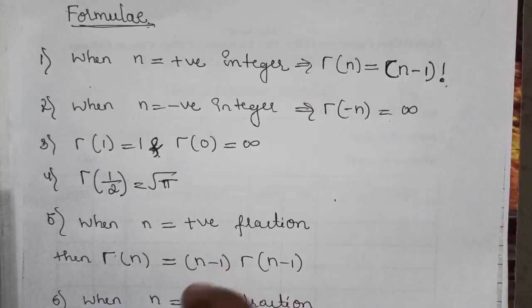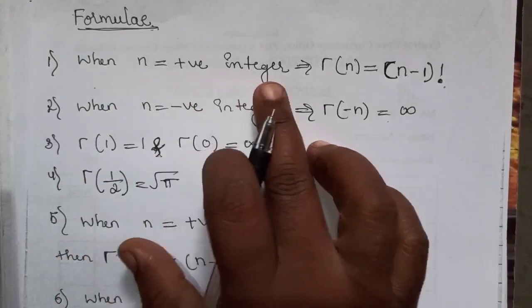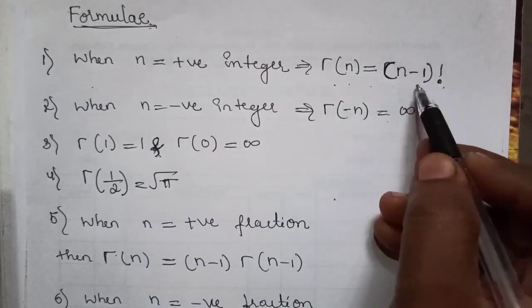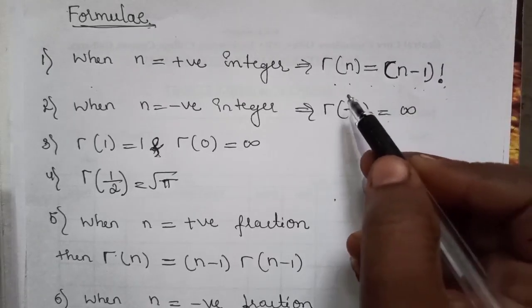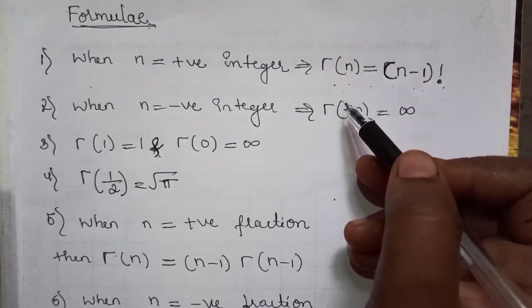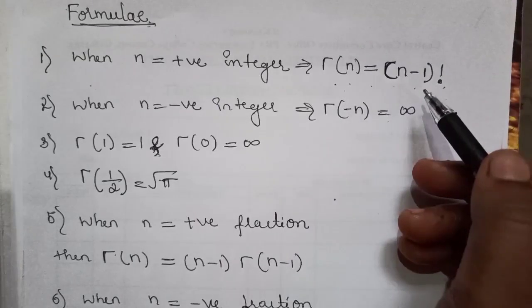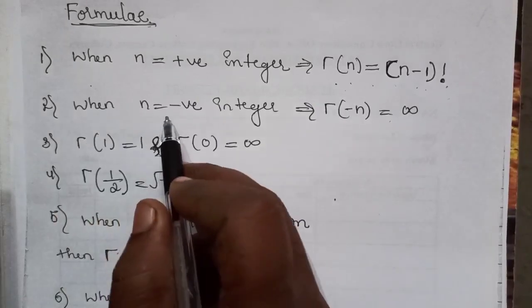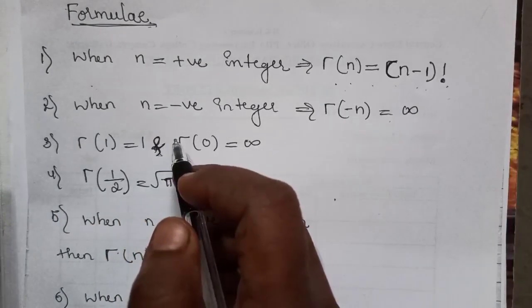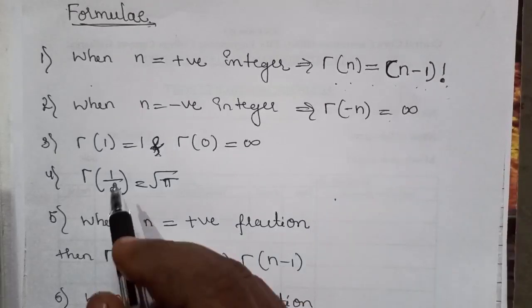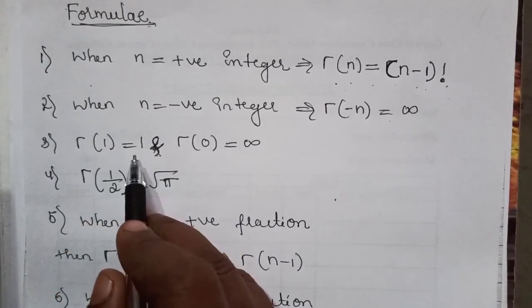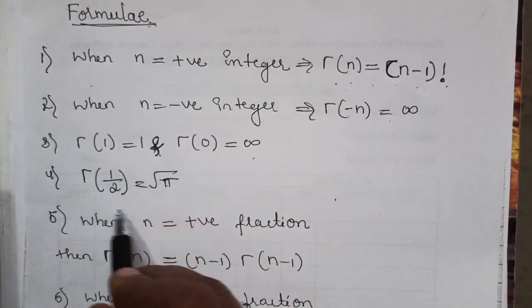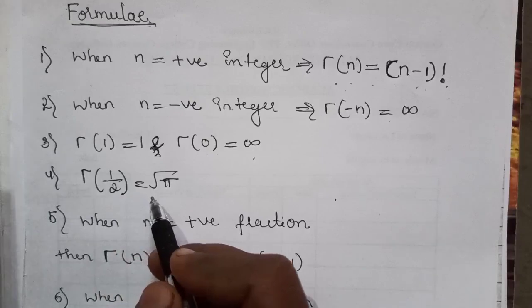The first one is, when n is a positive integer, then the formula is gamma of n is equal to n minus 1 factorial. For example, if we have gamma of 5, then that can be evaluated as 5 minus 1 factorial, that is 4 factorial. Next, if we have n as a negative integer, then we get infinity. Already we have seen that gamma of 1 is equal to 1 and gamma of 0 is equal to infinity. We have even proved that gamma of 1 by 2 is equal to root pi.